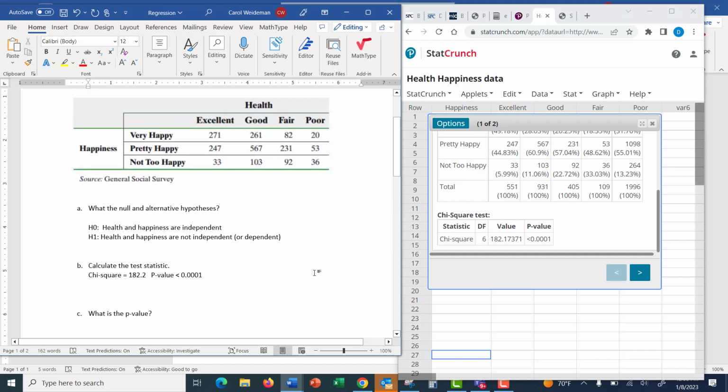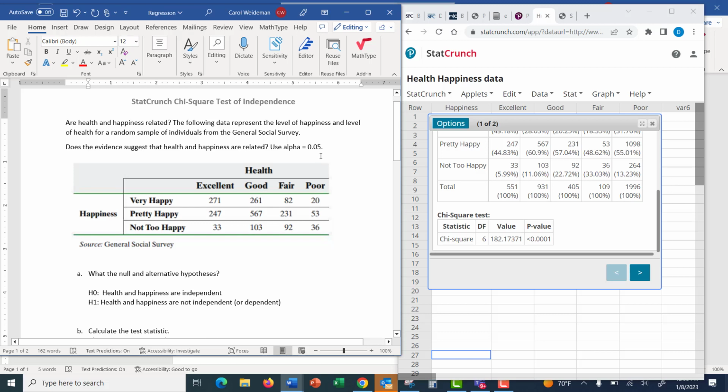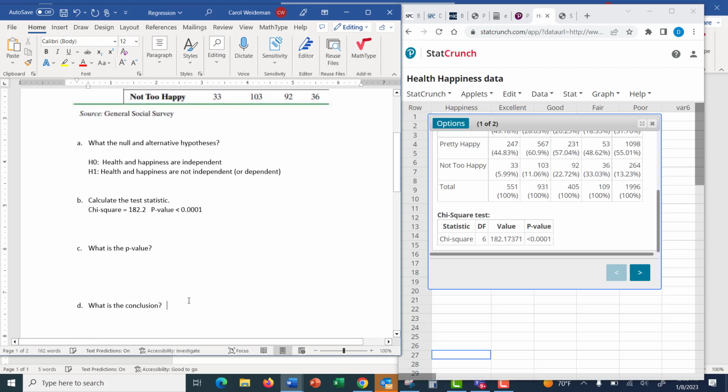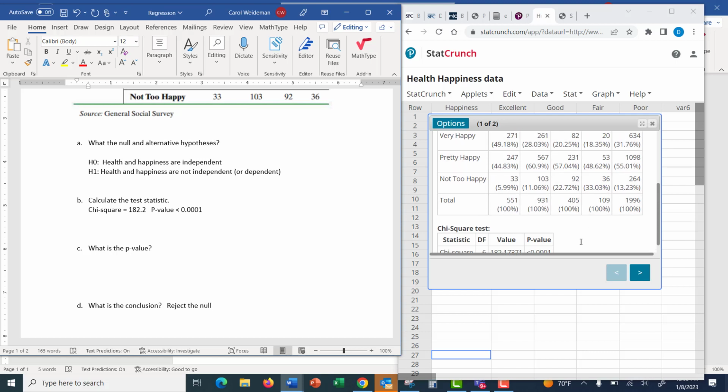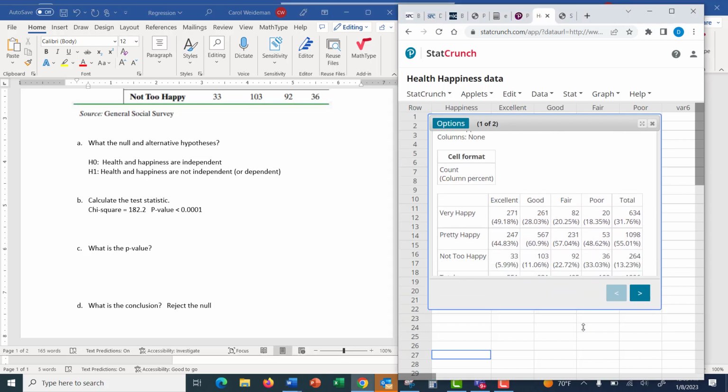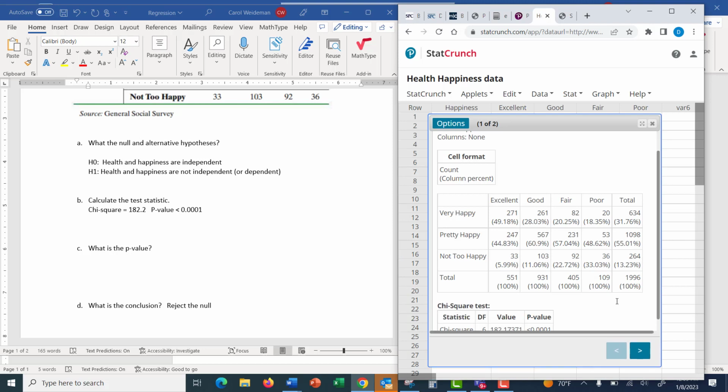And what's our conclusion? So our level that we were testing at was 0.05, so we're definitely going to reject. We're going to reject the null. And so what does that mean? It means there's some kind of association between the two variables, and that's why I went ahead and did those column percents. And if you take a look here, by doing the column percents, what I've done is within each level of health, excellent, good, fair, poor, I've looked at the distribution of the levels of happiness.